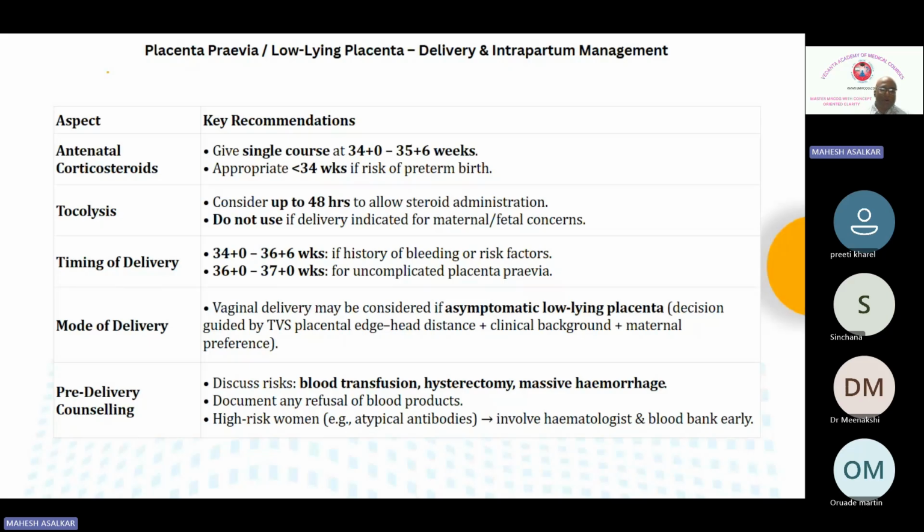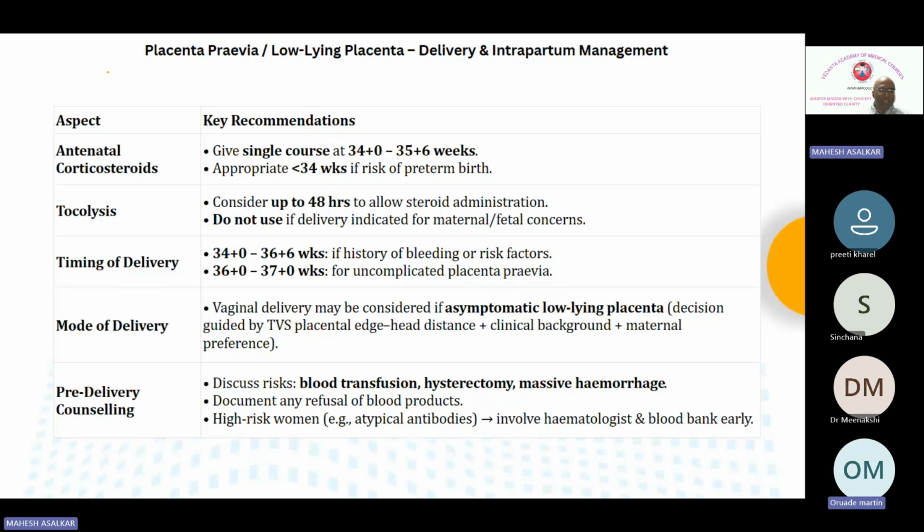Now, what is the timing of delivery? 34 to 36.6 weeks is the preferred timing if there is a history of bleeding or risk factors. And if it is uncomplicated placenta previa, you deliver between 36 to 37 weeks of gestation. So if the patient is having recurrent episodes of bleeding, or has other associated factors, then you consider delivery between 34 to 36.6 weeks. Otherwise, in uncomplicated placenta previa, you consider 36 to 37 weeks of gestation.